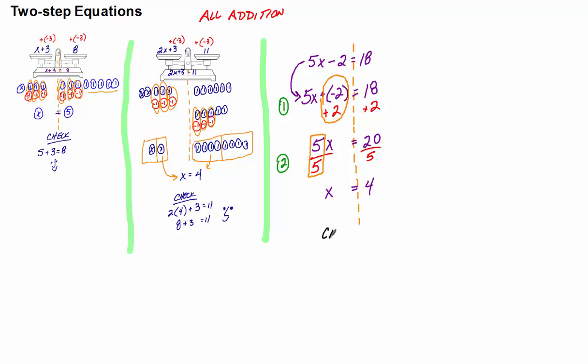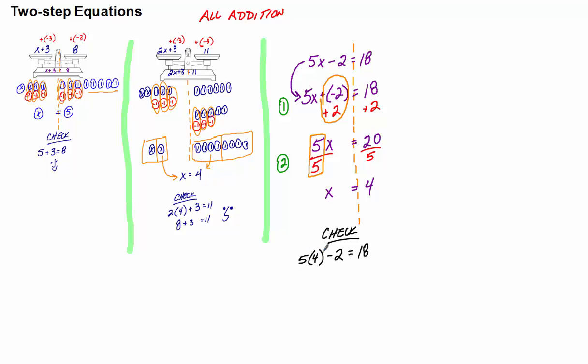Well, we're going to know that for sure because we're going to check. We're going to have 5 times 4, 4 is going where the x was, take away 2 equals 18. When we're doing the check, we're going to leave it as subtraction. We're not going to have that same rule about everything has to be addition. Since the original problem was a subtraction problem, we're going to check it as a subtraction problem.